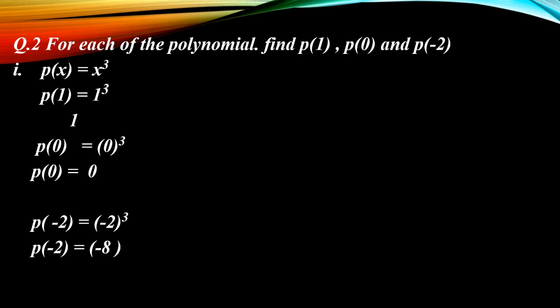P(0) will be 0 raised to power 3, and that is equal to 0. Now, P(minus 2) is equal to minus 2 raised to power 3, and the answer of P(minus 2) is minus 8. Question number 2, second one. P(y) is equal to y square minus 2y plus 5, find P(1), P(0) and P(minus 2).